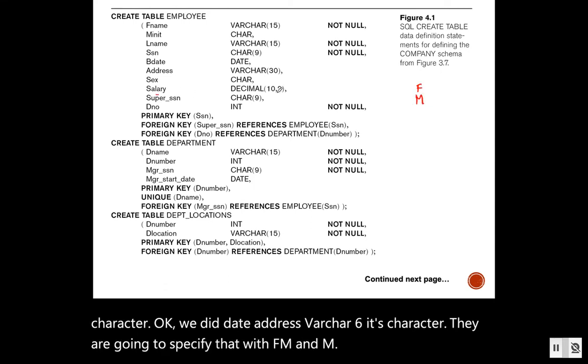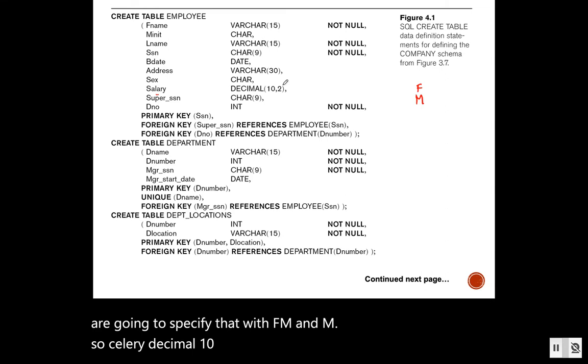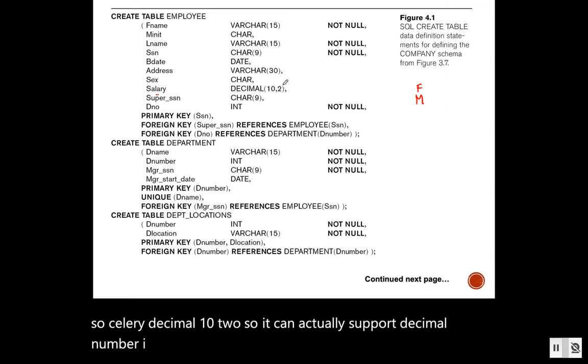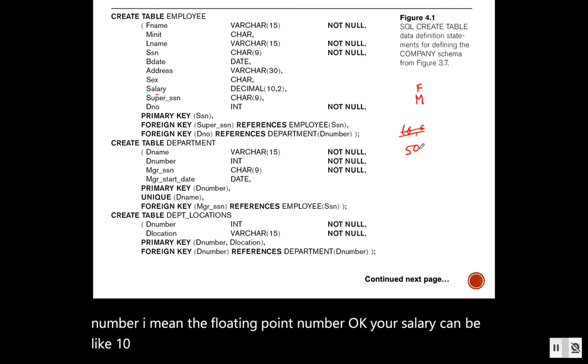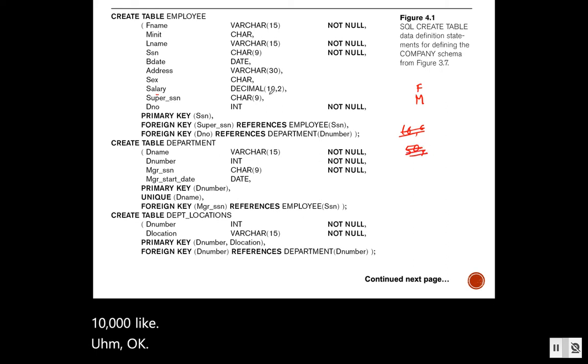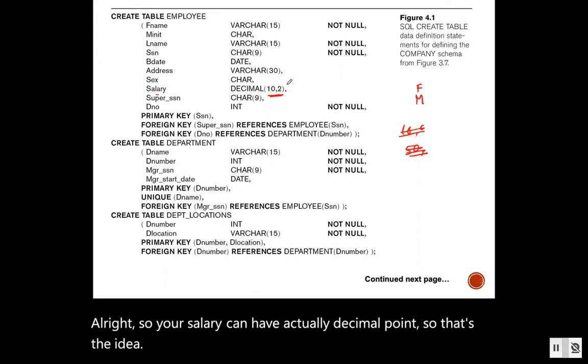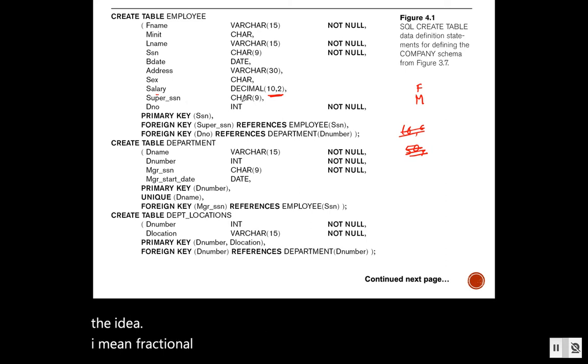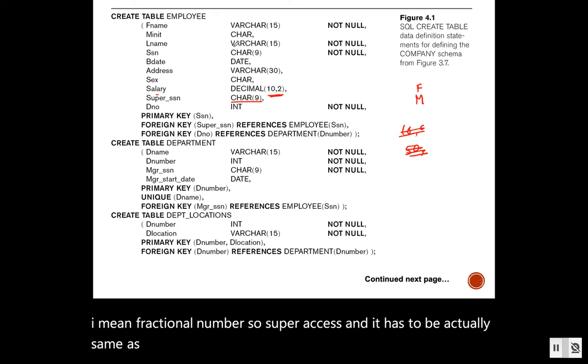So salary, decimal 10(2), so it can actually support decimal numbers, I mean floating point numbers. Okay, your salary can be like 10,000. Your salary can actually have a decimal point, so that's the idea. I mean fractional number. So super SSN, it has to be actually same as SSN. So we'll talk about that.